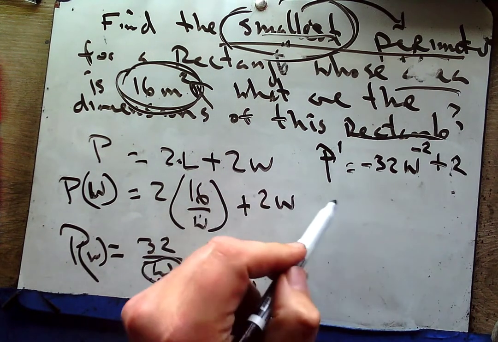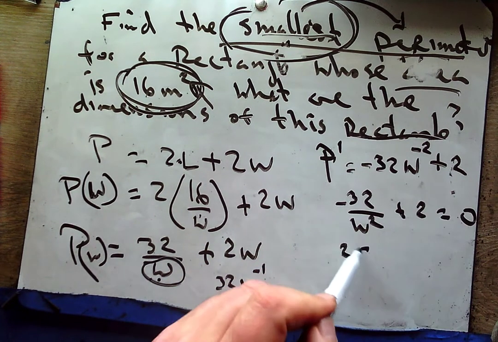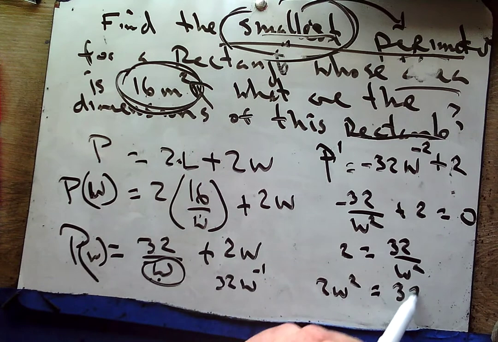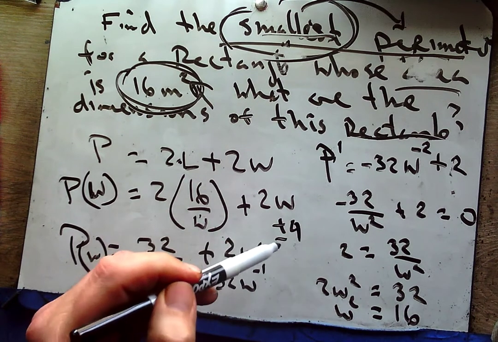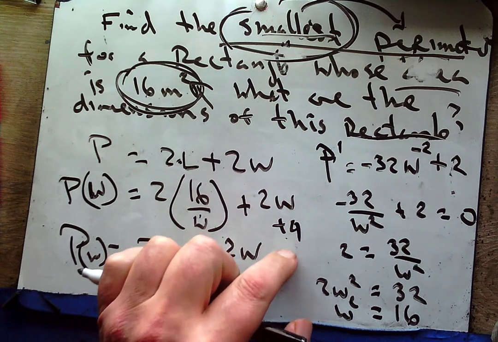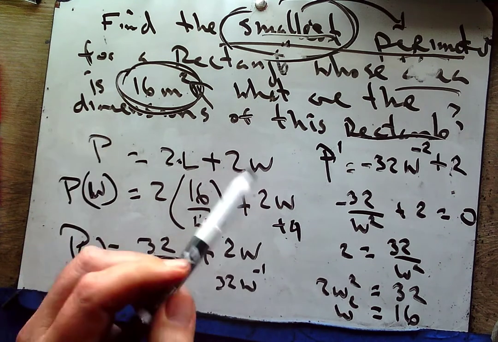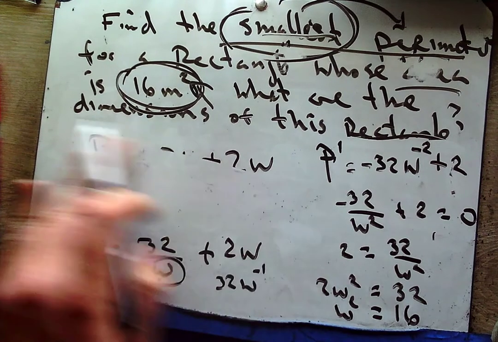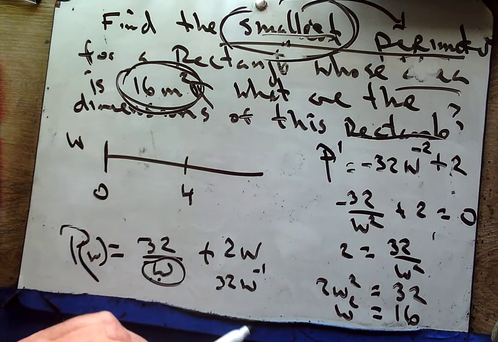So when is this equal to 0? Well, minus 32 over W squared plus 2 equals 0. So 2 equals 32 over W squared. 2W squared equals 32. W squared equals 16. And we take the square root of both sides, and we think, hey, plus or minus 4. But then you say, no, you can't have a W of negative 4. You can't have a negative side length. Come on. So our critical number for W is going to be 4. And don't forget we've got this endpoint over here at 0.